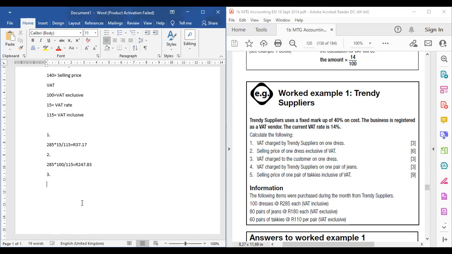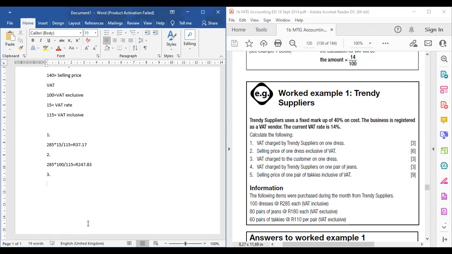VAT charged to the customer on one dress. Right. So this question was a little bit tricky. I hope that you do not get a tricky question, right? Because this is really tricky. Here they're saying that this information relates to Trendy Suppliers, right?